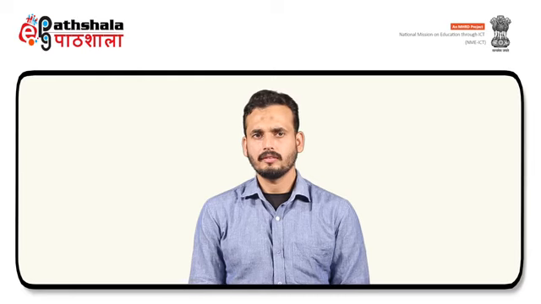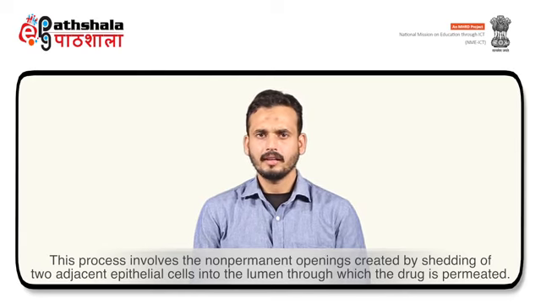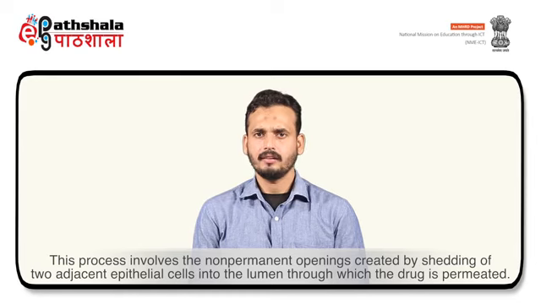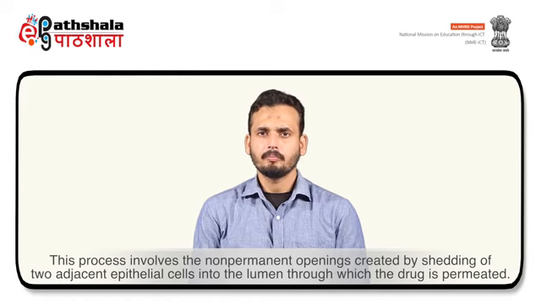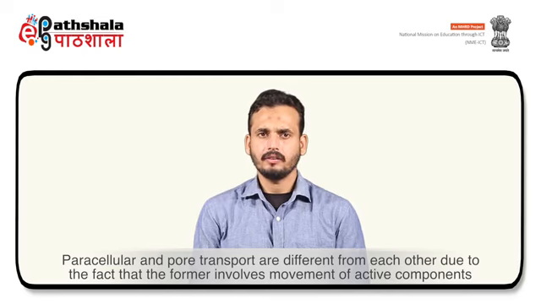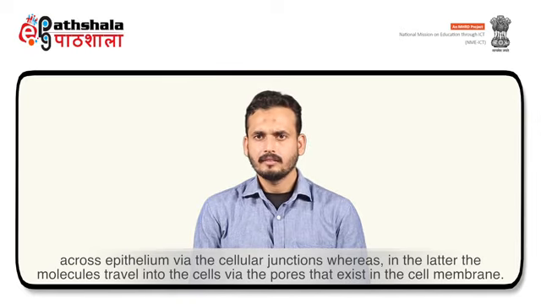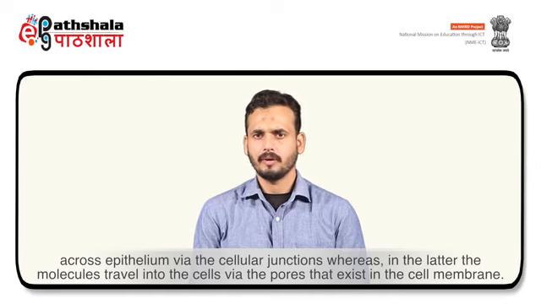Students, now we discuss the second, persorption. This process involves non-permanent openings created by shedding of two adjacent epithelial cells into the lumen, through which the drug permeates. Paracellular and persorption transport are different from each other because the former involves movement of the active component across the epithelium via the cellular junction, whereas in the latter the molecules traverse into the cells via pores that exist in the cell membrane.